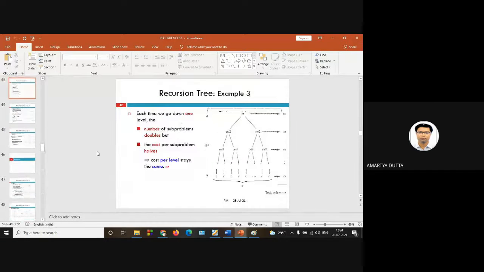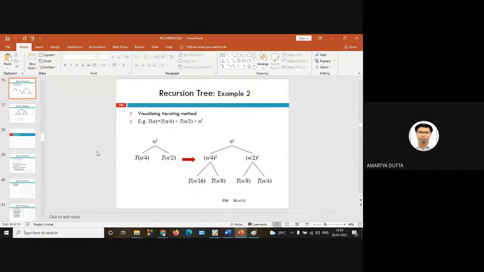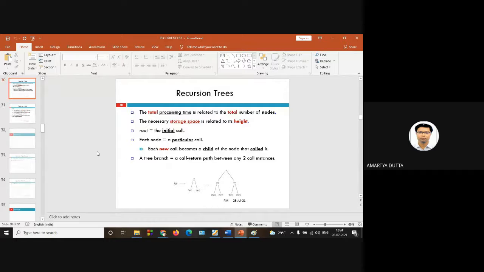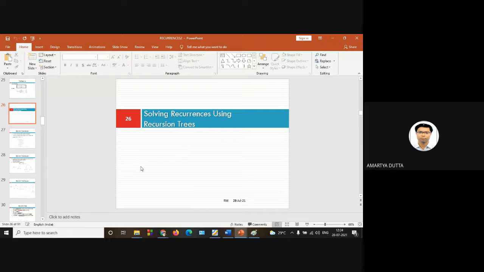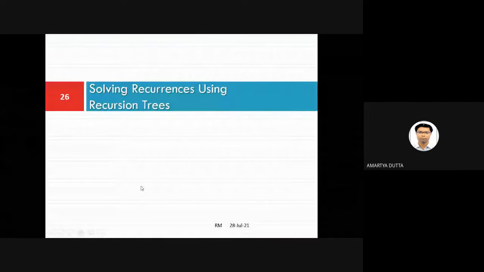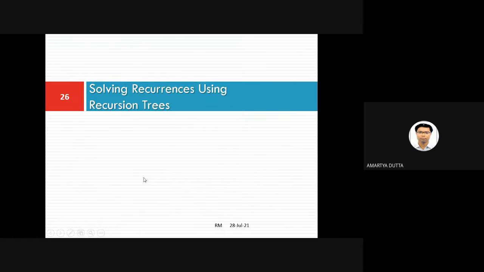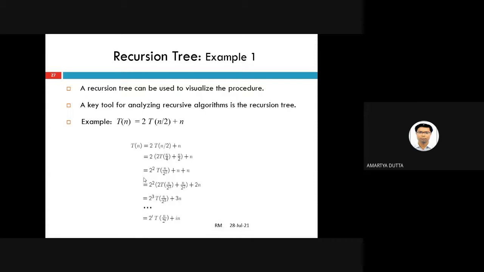Recurrence tree. What is a recurrence tree? So, solving the recurrence using the recursion tree. Okay. So let the example be T(n) = 2T(n/2) + n. Whose recurrence relation is this? Which algorithm? Quick sort, merge sort. Okay. 2T(n/2) + n.